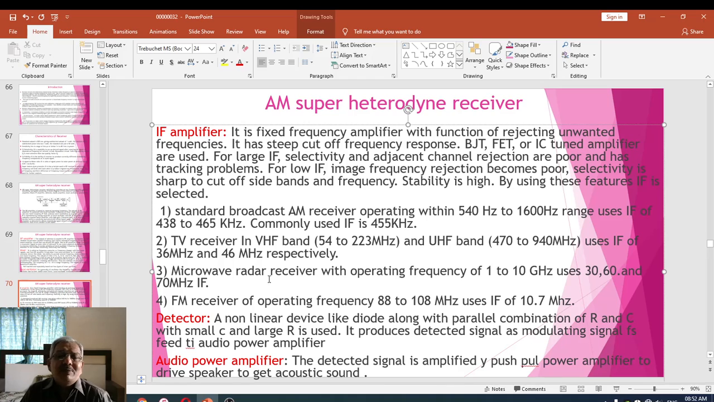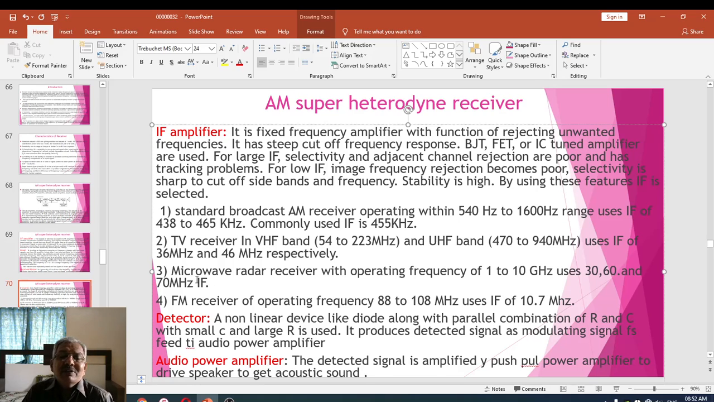For satellite communication or microwave radar communication, which operates within the frequency range of 1 GHz to 10 GHz, the IF is 30, 60 and 70 MHz. That depends. For microwave radar operating frequency or for satellite communication, the IF is 30, 60 and 70 MHz, which operates within the range of 1 GHz to 10 GHz.